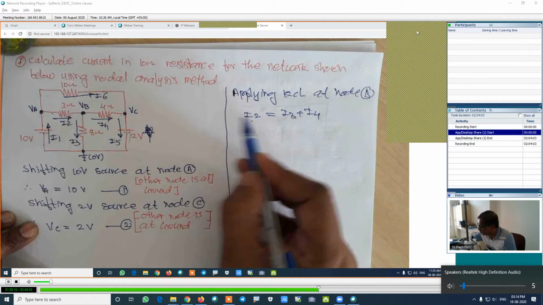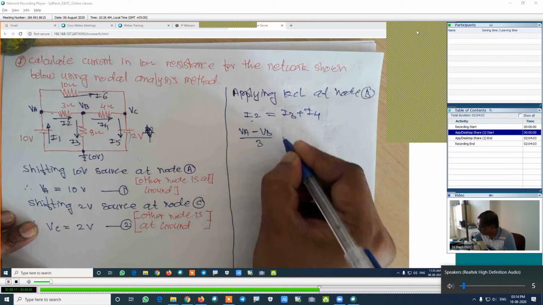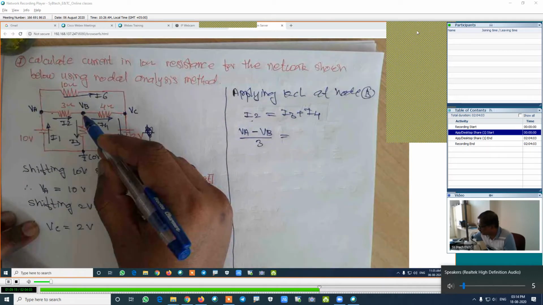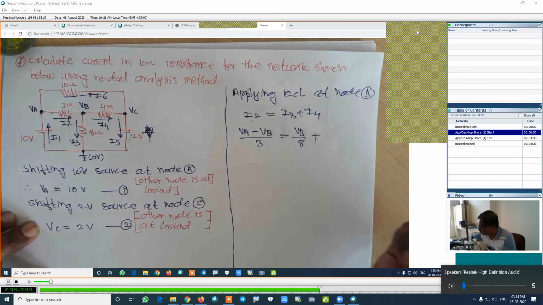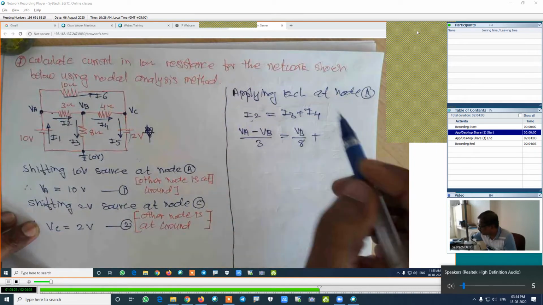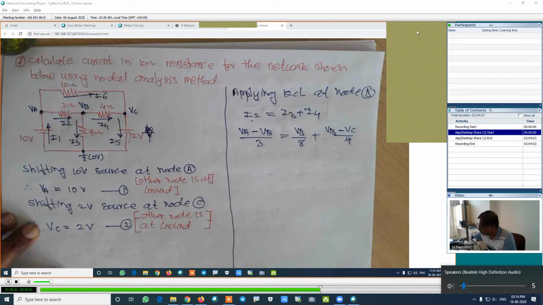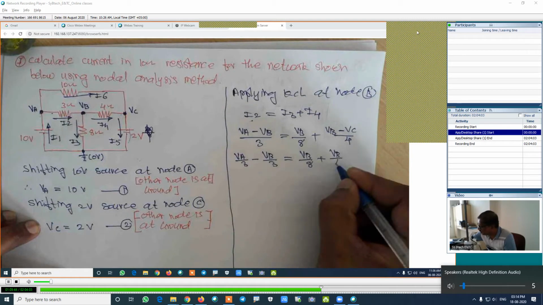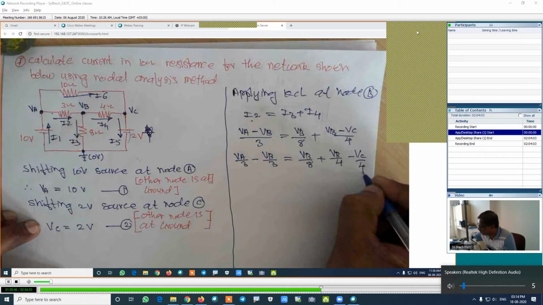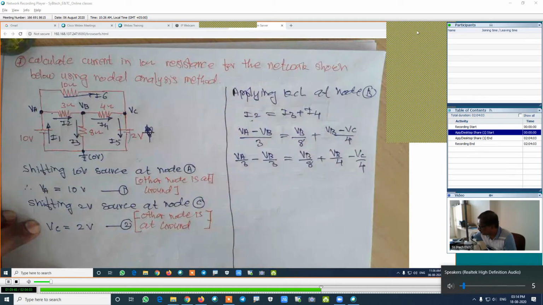Applying KCL at node B. Incoming current is equal to outgoing current. What is the incoming current? I2 is incoming, I3 and I4 are outgoing. So I2 is equal to I3 plus I4. I2 is VA minus VB divided by 3, which is equal to I3, VB minus 0 divided by 8, that is VB by 8, plus I4, VB minus VC divided by 4.